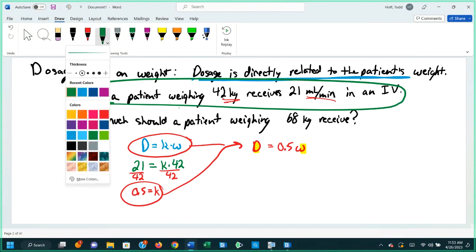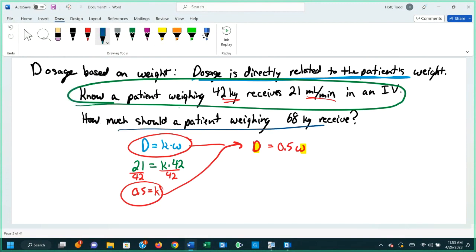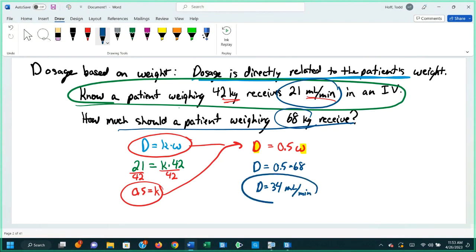So anyway, now we're asked, find the dosage for a patient weighing 68 kilograms. So D equals 0.5 times 68. Well, 0.5 times 68 is 34. And we know that the units before on the dosage were milliliters per minute, so they have to be milliliters per minute again. So that 68 kilogram patient should receive 34 milliliters per minute for their IV flow rate.